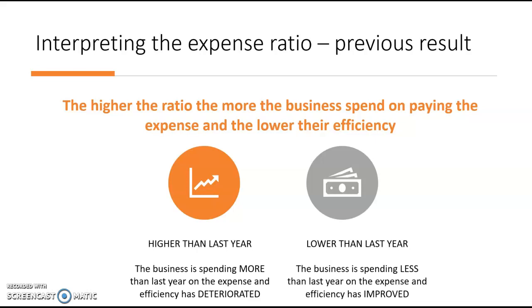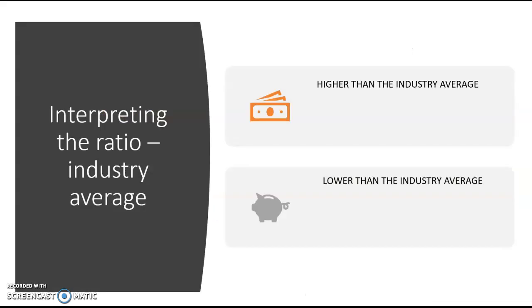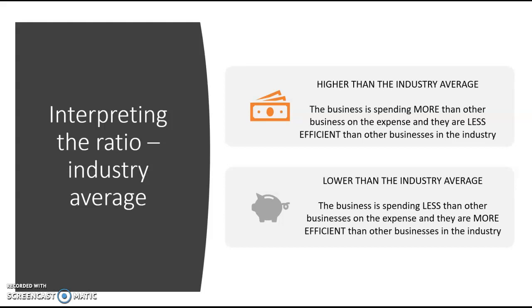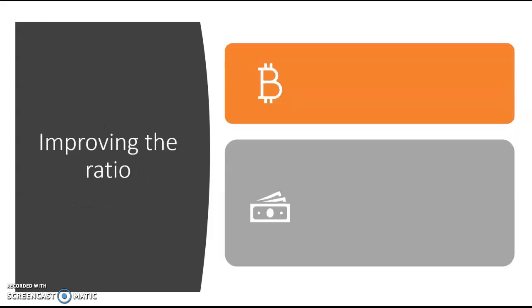In relation to the industry average, if the expense ratio is higher than the industry average, that means the business is spending more than other businesses in the industry paying that particular expense, and so they are less efficient. However, if it is lower than the industry average, that means the business is spending less than other businesses on that expense, and they are therefore more efficient than other businesses in the industry.